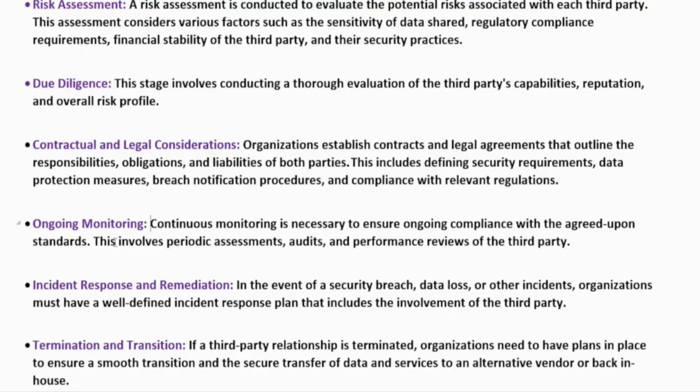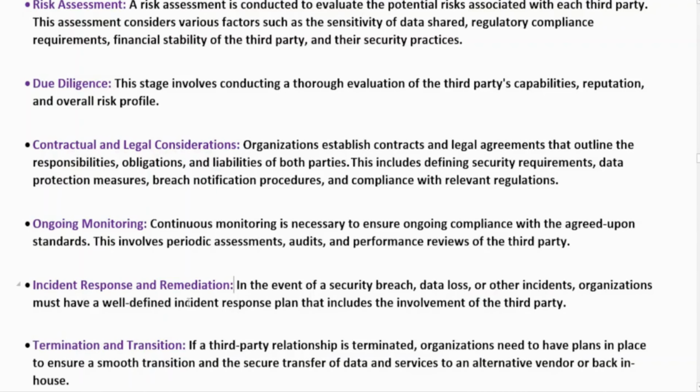In our example, the bank continuously monitors the payment processing company's security practices, performance, and compliance with the agreed upon standards. They also periodically assess the company's security controls and conduct audits to identify any vulnerabilities or non-compliance issues. The next step is incident response and remediation.